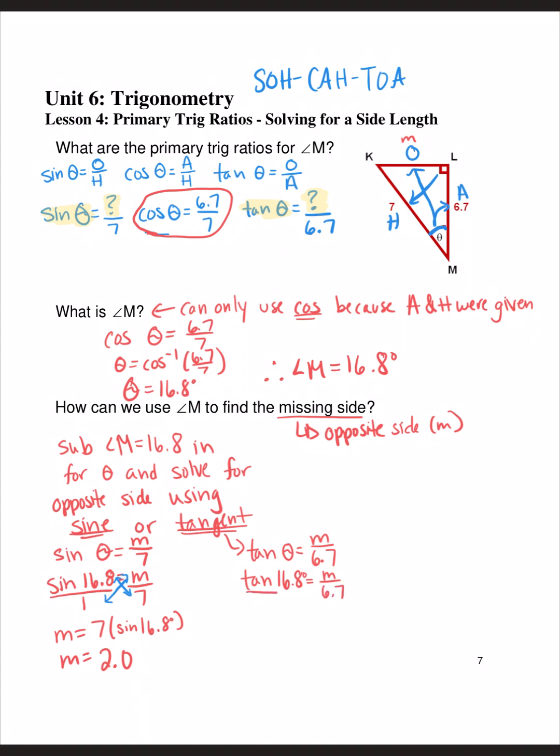And again, I'm going to put tangent over 1 so that we can cross multiply again. So m times 1 is m, and then we'll have 6.7 times the tangent of 16.8 degrees. And you should get m equals 2.0. Like you saw in the previous days, it doesn't matter which trig ratio we use, we should get the same answer for both calculations.